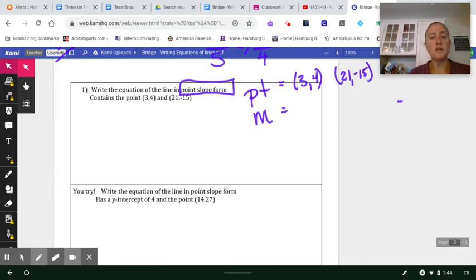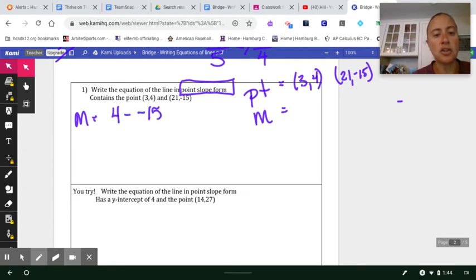Well, if you have 2 points, you can easily calculate the slope with the slope formula. So remember, the slope is the change in y. So I'm going to start with my y values. 4 minus negative 15. Make sure you keep them in order. If you're going to start with this one, then your x values start the same. 3 minus 21.